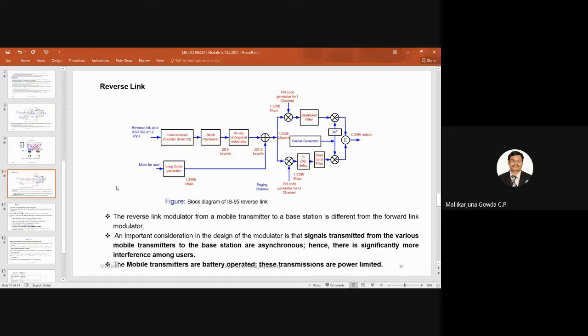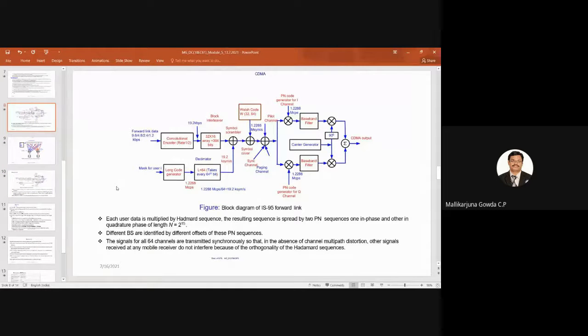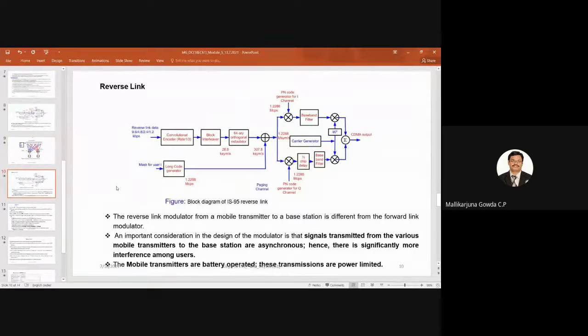Yeah, so this is all about the forward link. Similarly, the reverse link, that is from your mobile station to the base station. So what is the process that happens? Similarly, I think the first thing is the same. A variable data rate of 9.6, 4.8, 2.4, and 1.2 kbps is given to the convolutional encoder.